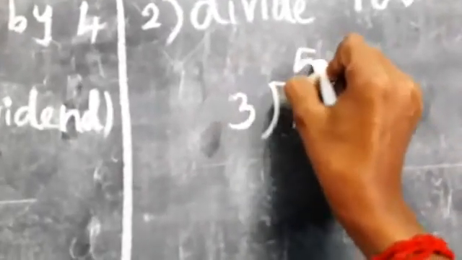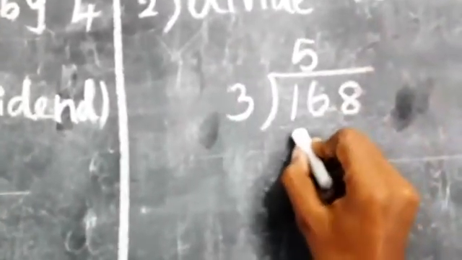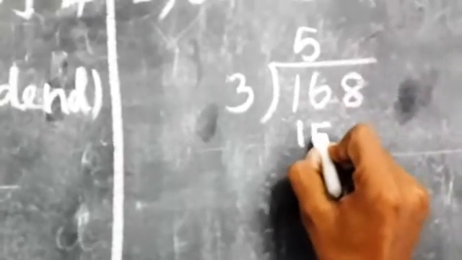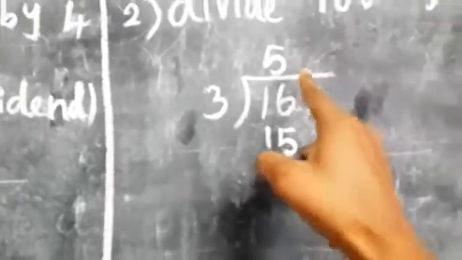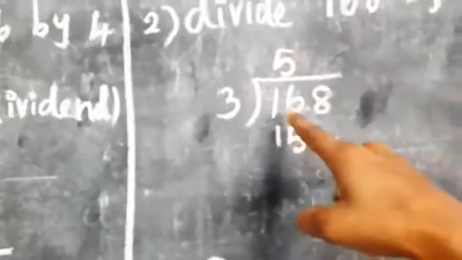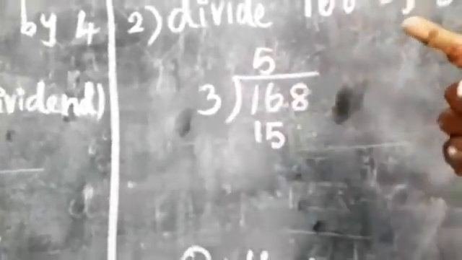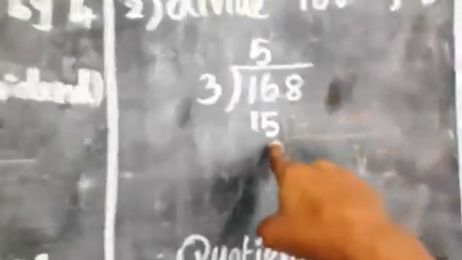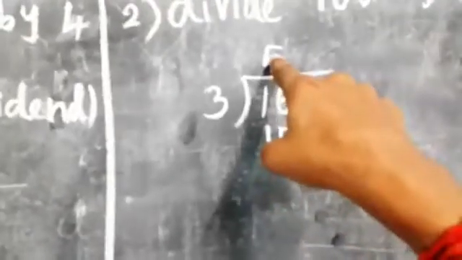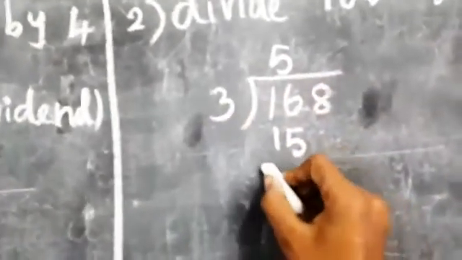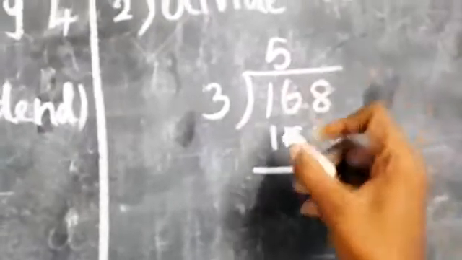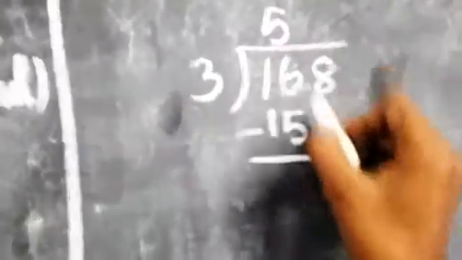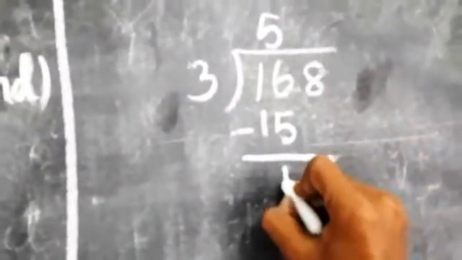5 3s are 15, because 6 3s are 18. So 16 is smaller than 18, so you take 5 only. 5 3s are 15. Then we subtract: 16 minus 15. Yes, 1.